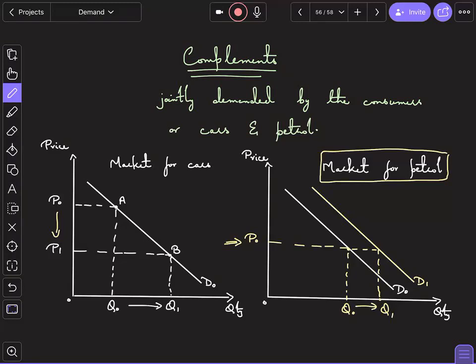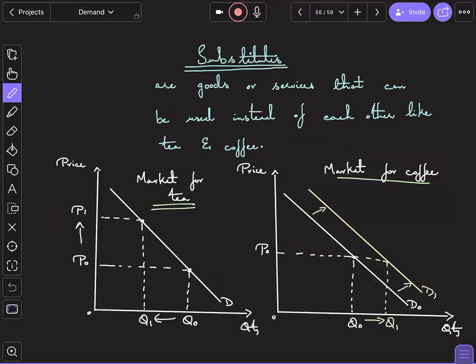Similar is the situation with substitutes. Here we are interested in the position of the demand curve for coffee. The price of coffee is not changing. If there is a change in the price of coffee, it will cause movement along the same demand curve. But movement along the demand curve is happening for tea, because the price of tea is increasing, and when there is an increase in the price of tea, the demand for coffee will shift outwards.